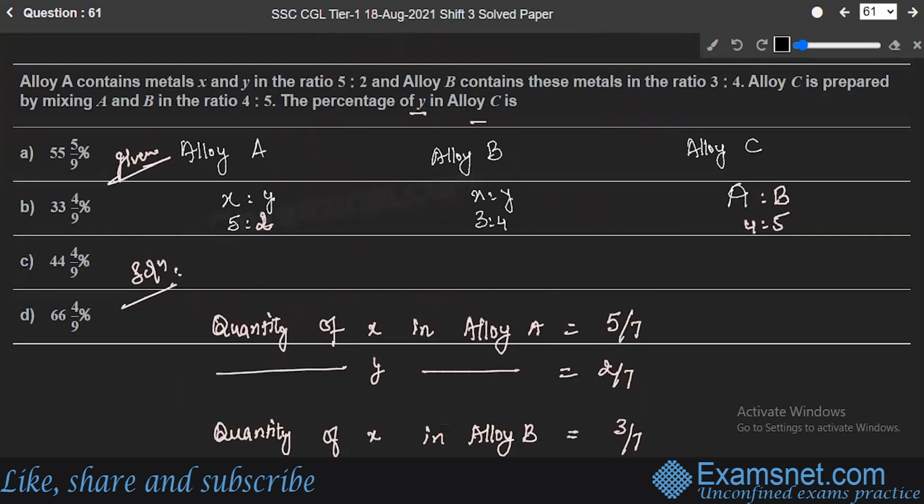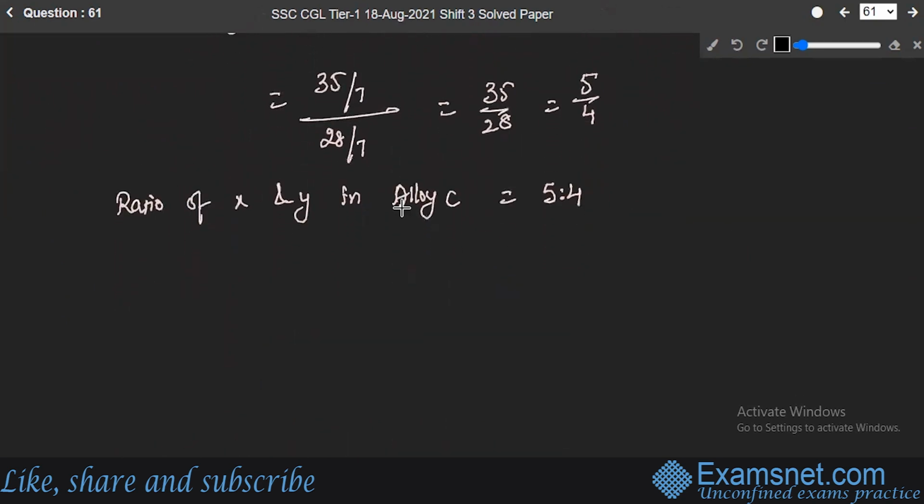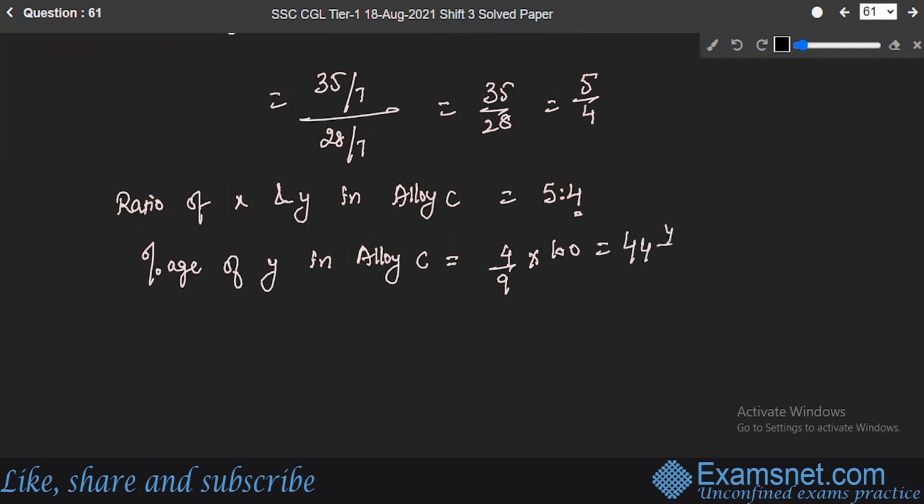The percentage of Y in alloy C is equal to 4 by 9 into 100. See, this was 4 and 5 plus 4 gives you 9. So this is 4 by 9 into 100, which is equal to 44 4 by 9%. And this is your required answer.